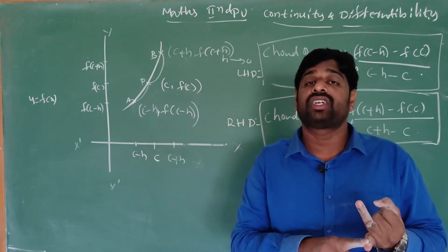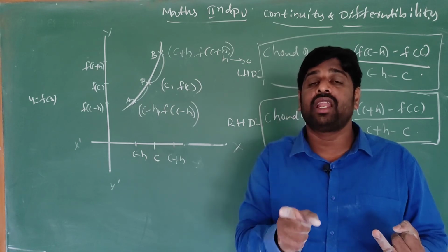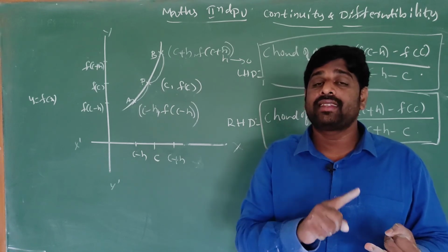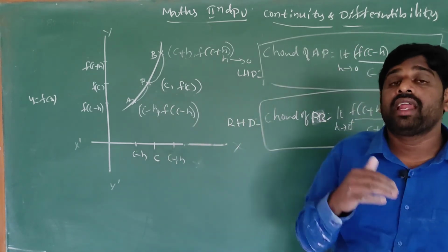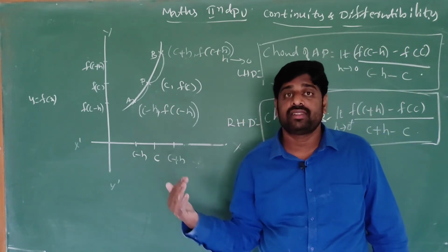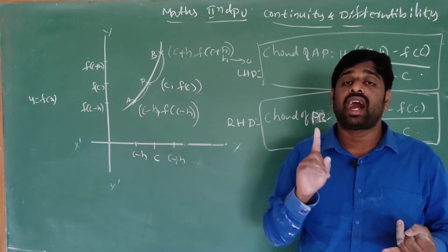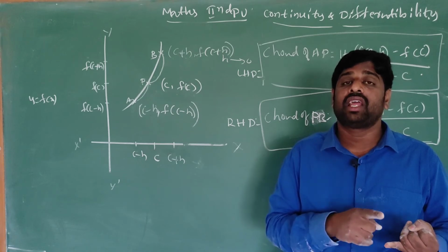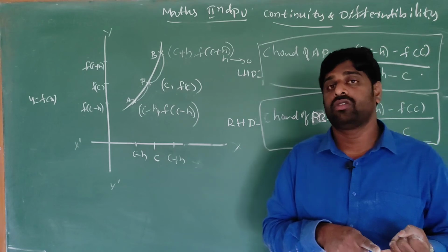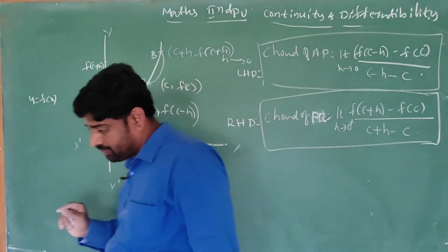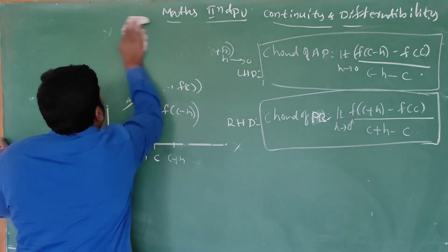For any function to be continuous, we have to verify LHL equals RHL. If LHL equals RHL, then the function is continuous. For a function to be differentiable, we have to verify LHD equals RHD. LHD means the left hand derivative is equal to the right hand derivative. Next, we'll move on to the theorem.